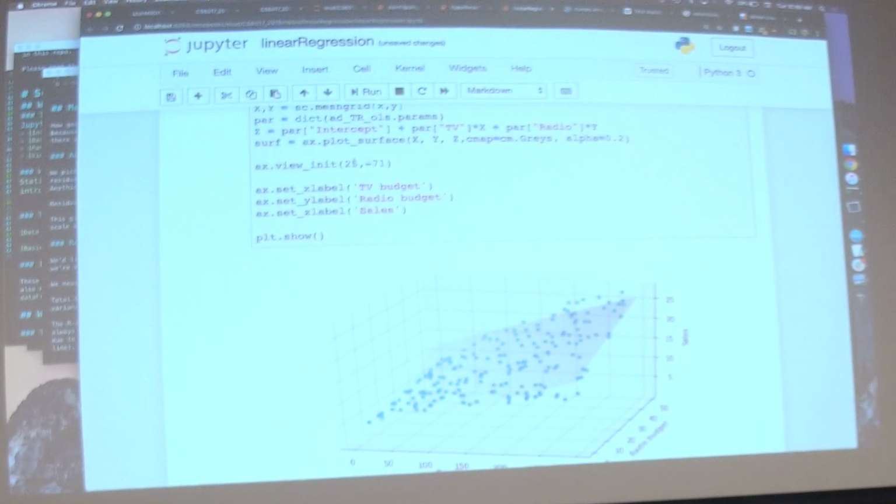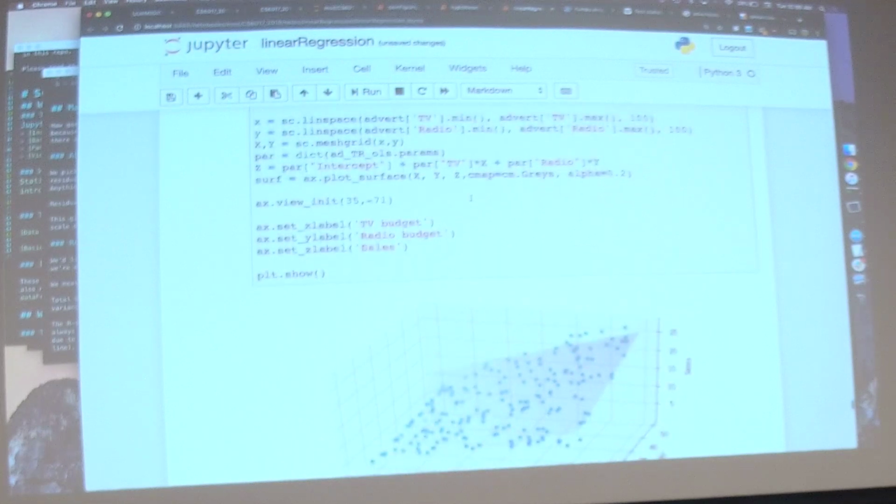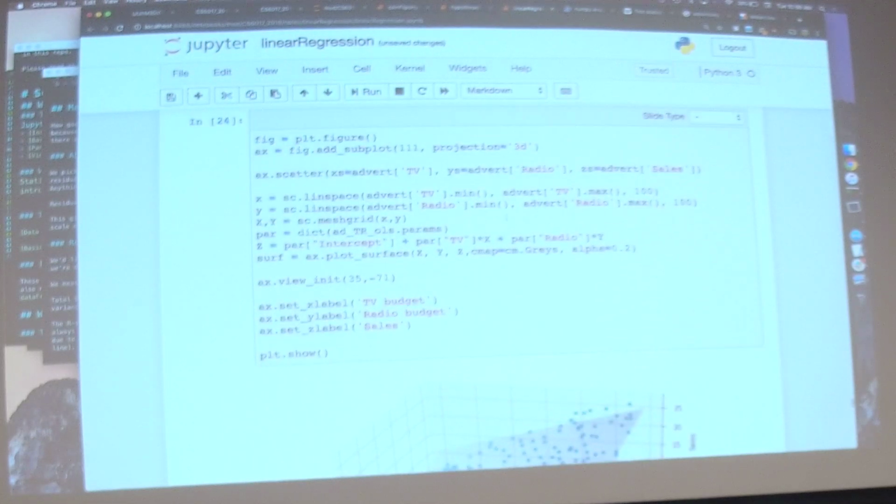Oh, you can change your point of view programmatically. I think there's a way to do some interaction in these notebooks, but 3D plotting is kind of a big pain. So, this is the one line it takes to draw the points. This is the 6 lines it takes to draw the plane.